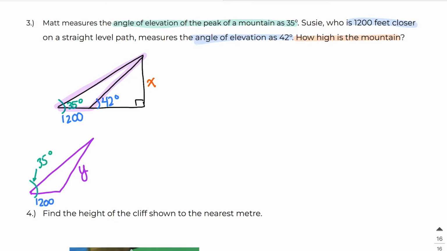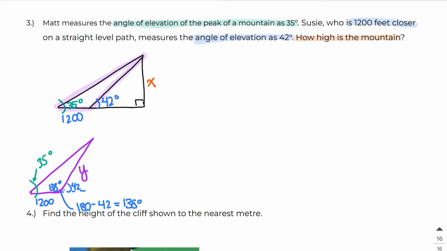Now, I need another piece of information to be able to do anything here because I don't have a right triangle. I don't have a matching pair. So I do know, though, that this right here was 42 degrees. So if this was 42 degrees, that means that this angle out here has to be 180 minus 42. So this angle would be 138 degrees. I still don't have a matching pair though, because the only side length that I know is this 1200. So I need to know this angle up here.